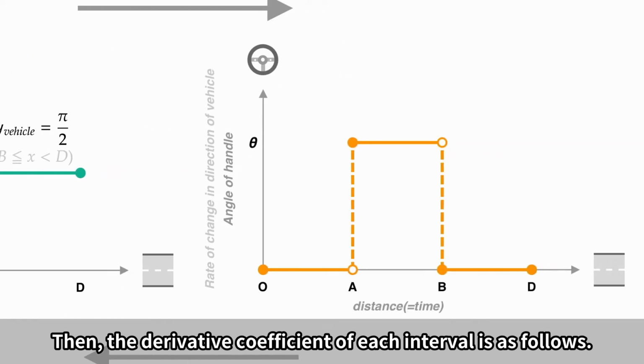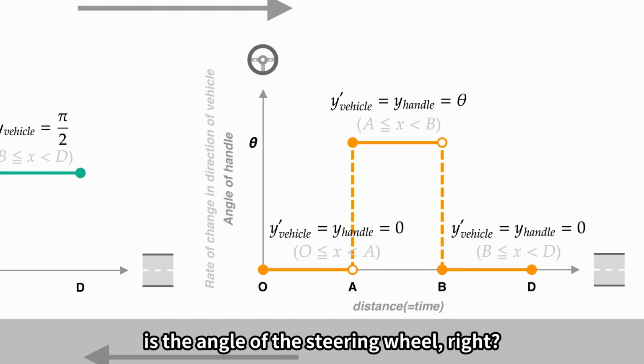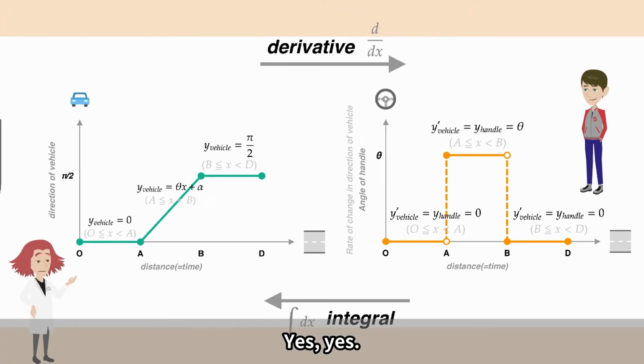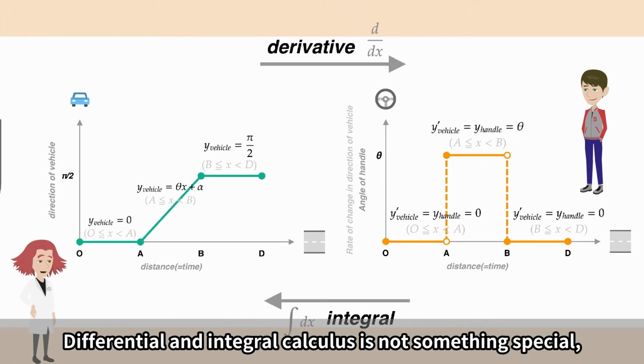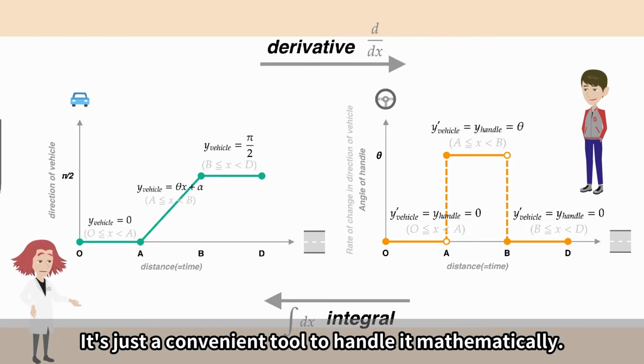Then, the derivative coefficient of each interval is as follows. You can see that the derivative of the direction of travel of the car is the angle of the steering wheel, right? Oh, indeed. So there's differential calculus all around us. Yes, differential and integral calculus is not something special, it's a common thing in this world. It's just a convenient tool to handle it mathematically.